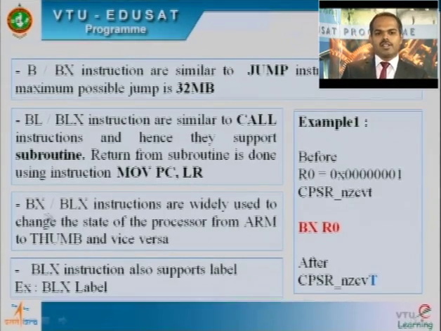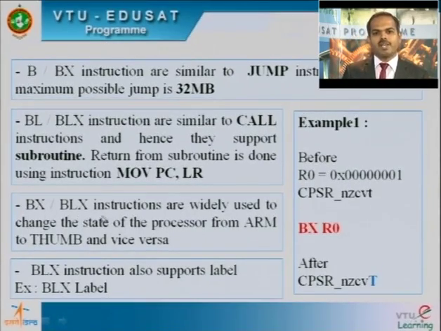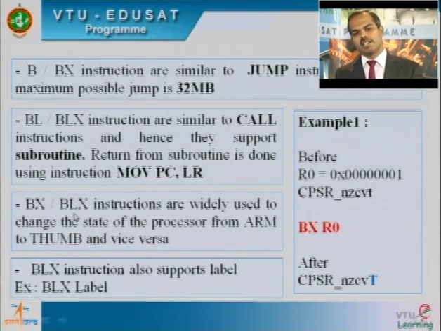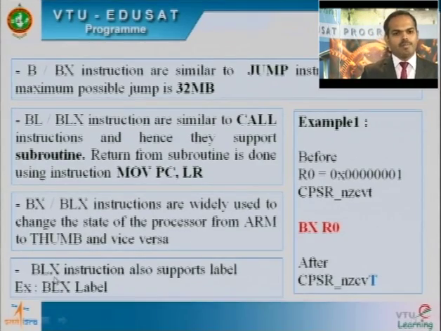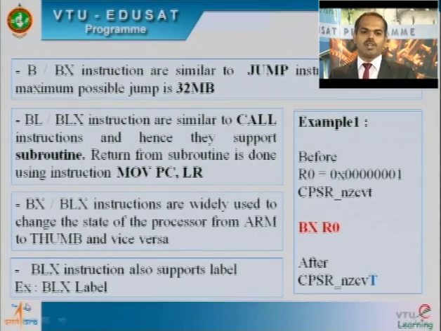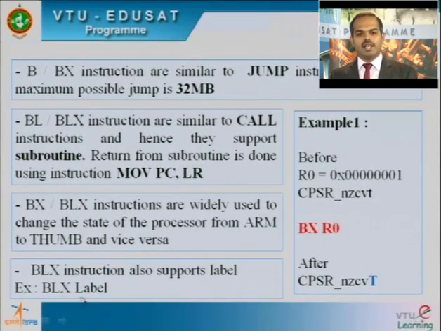Next point, observe the next point. BX and BLX instructions are widely used to change the state of the processor from ARM to Thumb and vice versa. If we want to change the state of the processor from Thumb to ARM or ARM to Thumb, then we should use the instructions BX and BLX. Last point, BLX instruction also supports a label as an operand. Example, BLX label.